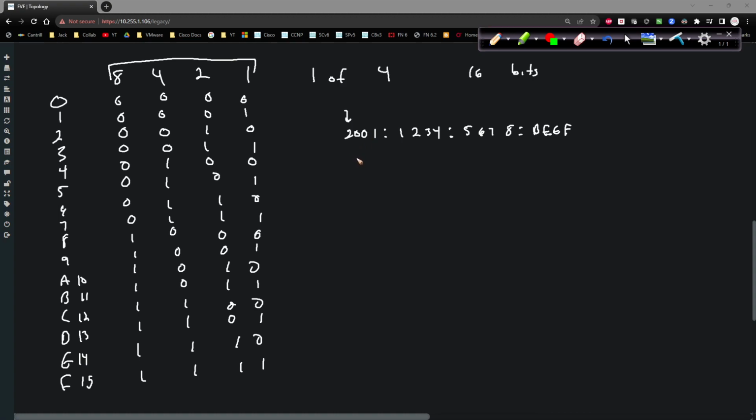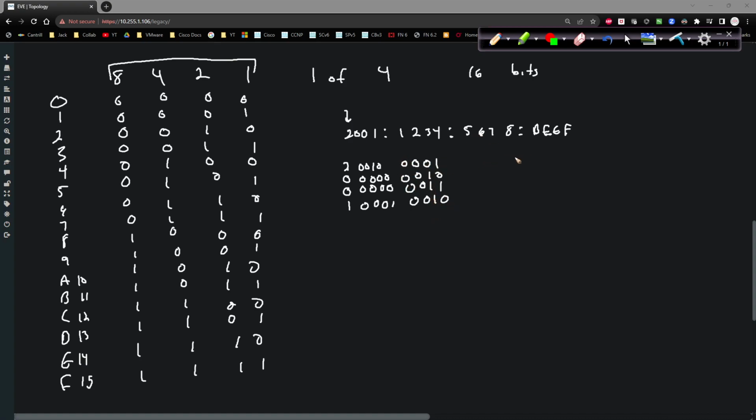So if I was to start breaking this number down, 2001, what is the binary equivalent to the 2001? Well, this will be a 0010. This will be all zeros, obviously. And this is 0001. Now 1, 2, 3, 4 is going to be a 0001, 0010, 0011, 0100. That's going to be what 1, 2, 3, 4 looks like in binary.